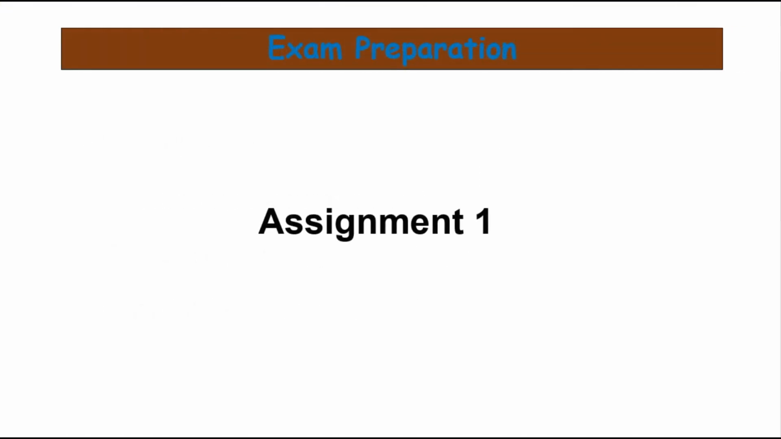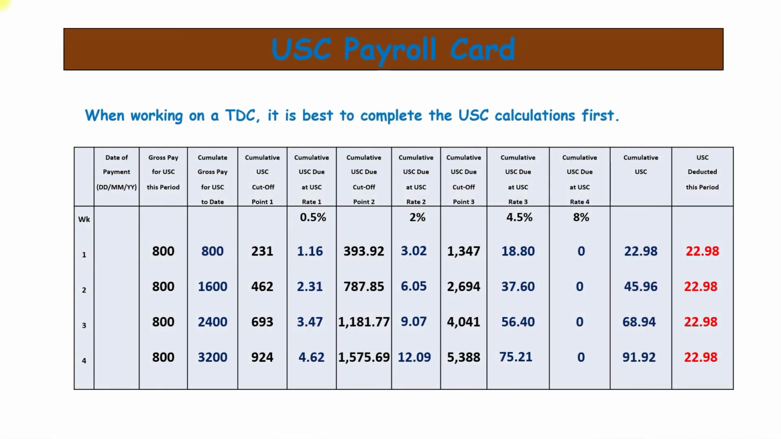So, we have introduced a lot of different concepts and calculations, and now it is time to bring them all together and to start to prepare for the first assignment. The assignment will consist of completing 3 weeks of a tax deduction card and a USC payroll card to finally find the net pay. It is best practice to do the USC card first. We will then be transferring the final USC figure to the tax deduction card to complete the exercise.